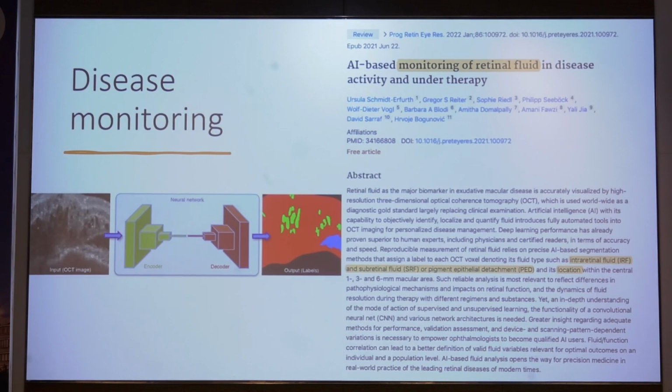AI can also detect the intraretinal and the subretinal fluid automatically, and this can be used for monitoring of the disease. It can pick up early recurrences, and it can also help us know which patients are likely to respond better to therapy and which patients are unlikely to respond.